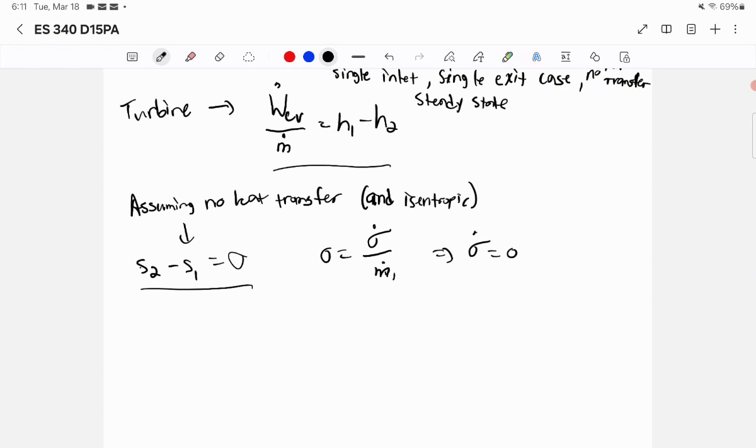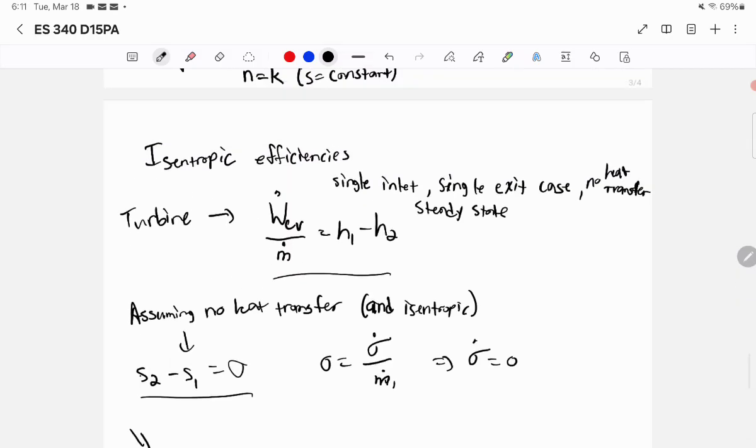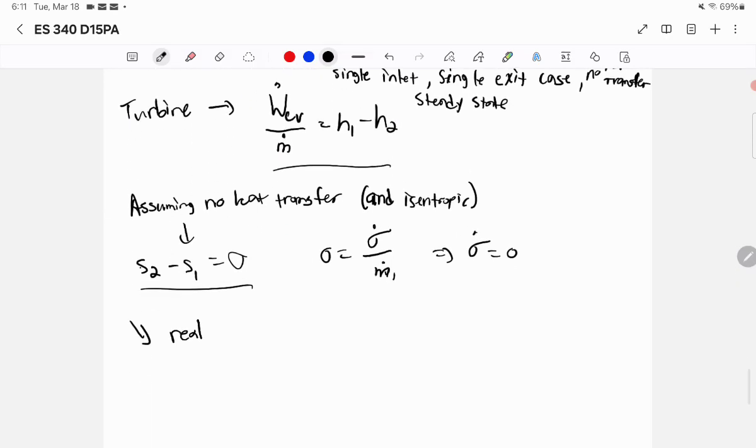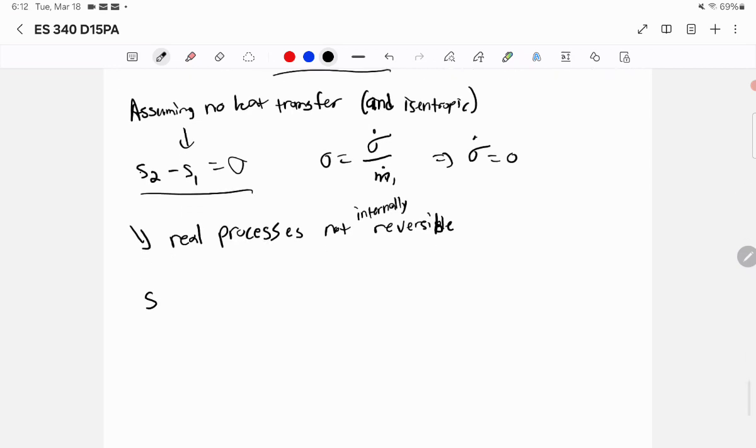So basically, if we were isentropic, then this has to be reversible. But we know real processes are generally not reversible. So this is how we're going to get to an efficiency, right? So not internally reversible. Oops, reversible. So that means S1 with no heat transfer again.